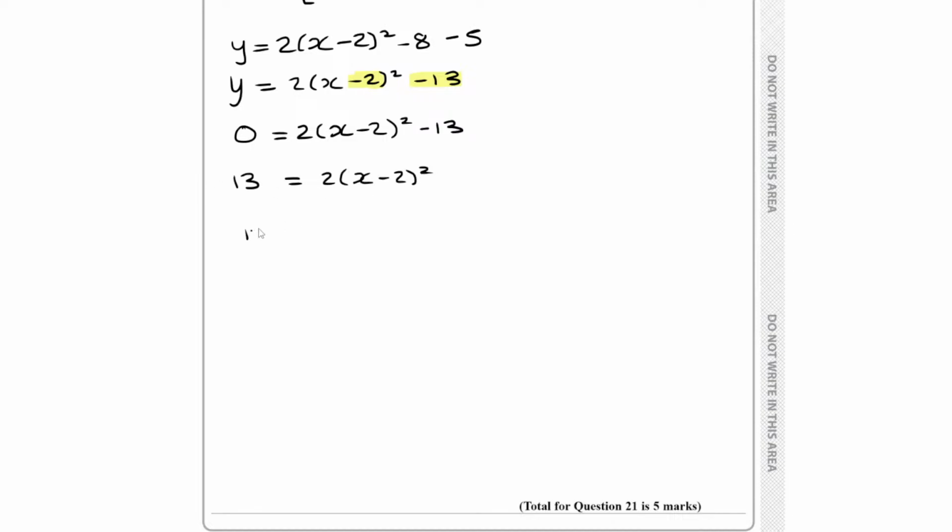Divide by 2, so you can either put 6.5, I'm just going to leave it as 13 over 2. And then we need to square root. Now don't forget, when you square root, you get 2 answers, plus or minus. That's where our 2 solutions will come from. Plus or minus root 13 over 2. And then the last thing is to add the 2, isn't it? So do you see where I'm going to cross the x-axis? My coordinates for x is either 2 plus root 13 over 2 or 2 minus.